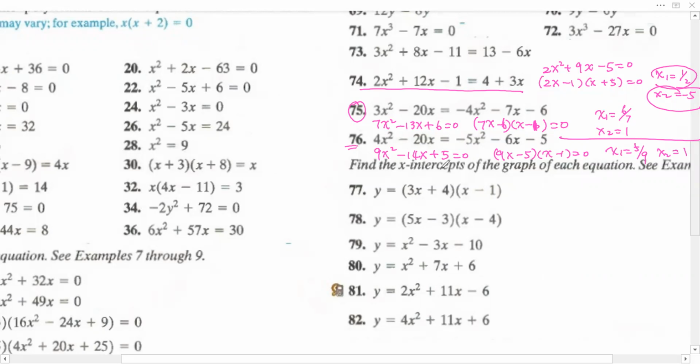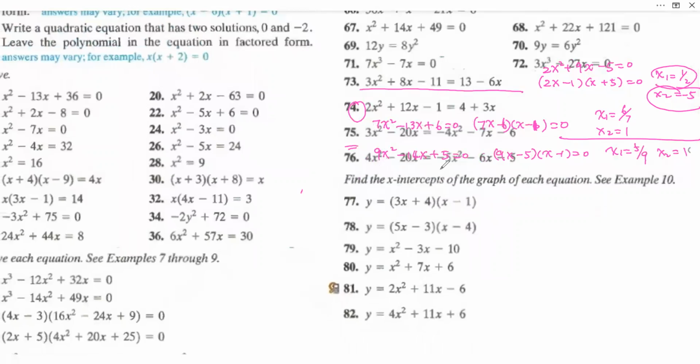Okay, so we go a little bit further here. Actually, I never taught this before, right? Find the x-intercept of the graph of each equation. All right, so actually this part, did you guys do this homework or not? Maybe you are not understanding this part. This one is from quadratic equations. So when they ask for x-intercepts, it means this function equals 0.